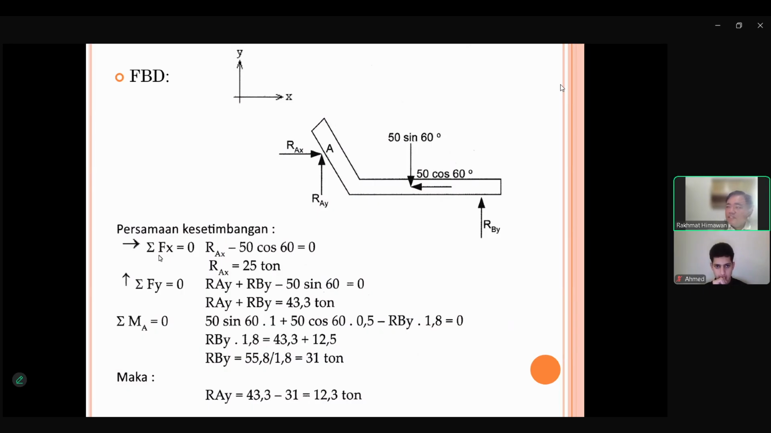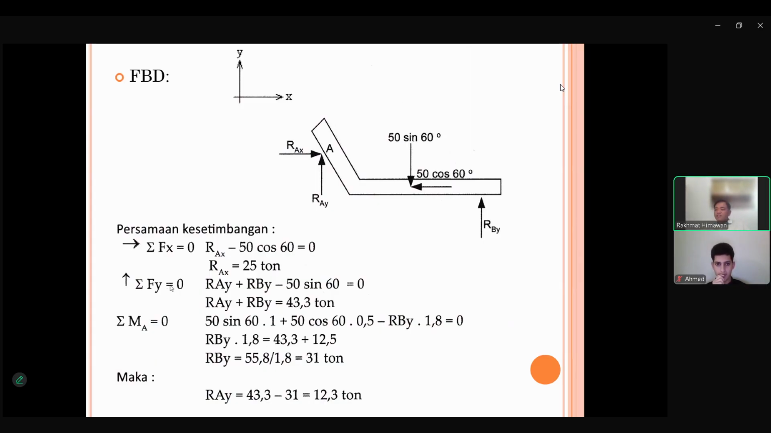Let's see first the sigma fx equal to 0. What is in the x direction? We have RAX. RAY is not because it's in y direction. RBY is not because it's in y direction. But 50 cos 60 is in negative x direction. So here, RAX minus 50 cos 60, because this one is in a negative x, is equal to 0. We can calculate this with the calculator, for example, and then we got RAX equal to 25 ton. First question we answer, X.